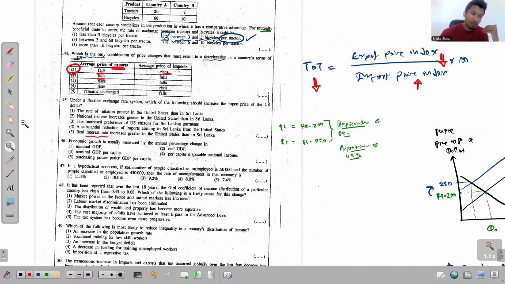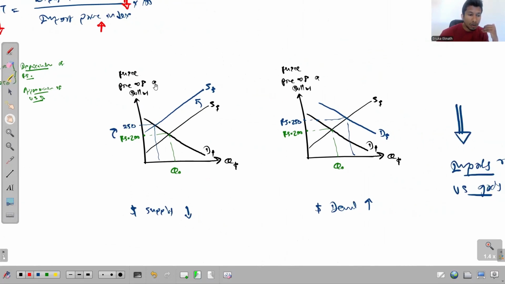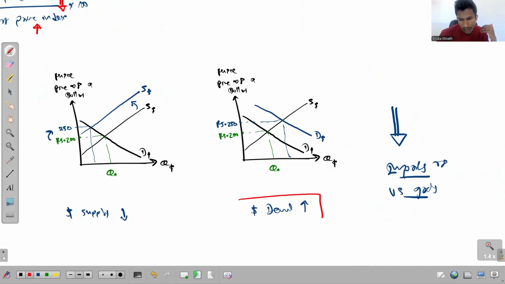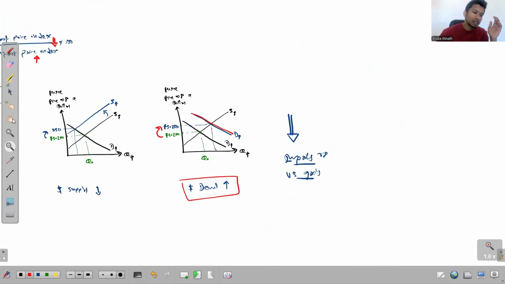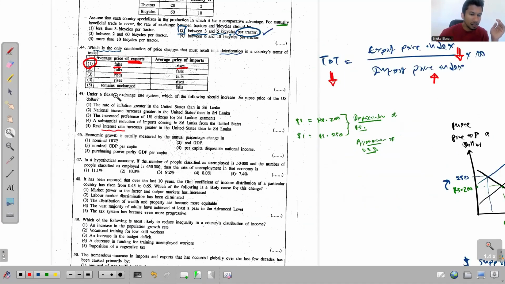And as a result of this, what will happen in that economy? The dollar demand will go up. This happens because all these Sri Lankan investors withdraw their rupee deposits from Sri Lankan banks, convert that money into USD and put those deposits in USA banks, so the dollar demand will increase. And as a result of increasing dollar demand, what will happen to the rupee price of a dollar? The rupee price of a dollar will increase. And that is the answer for this question 45. The fifth one is the correct answer.